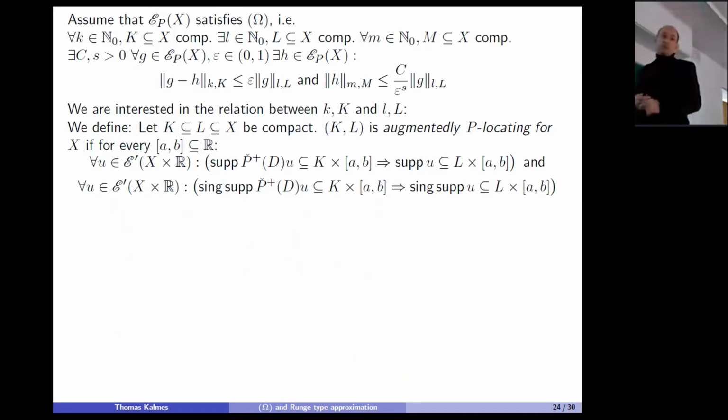We say that a pair of compact sets K and L, where K is contained in L, is augmentedly p-locating for X if the following holds: you choose an arbitrary interval in the closed bounded interval in the real line. And whenever the support of the augmented operator applied to a compactly supported distribution u in X times R is contained in the Cartesian product of K with this interval, this should imply that the support of u is contained in L Cartesian product with this interval. And this implication should also hold when you replace the support by the singular support.